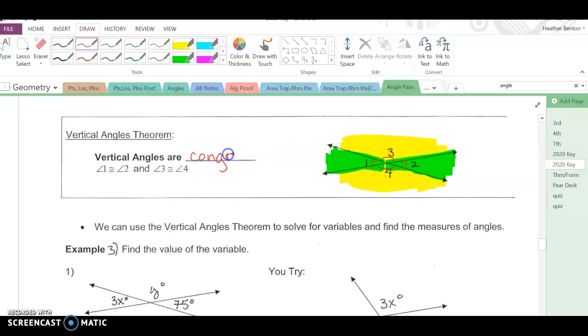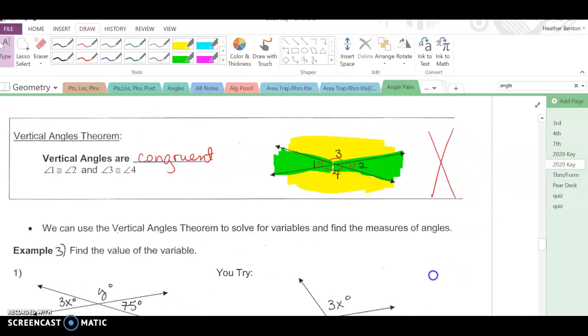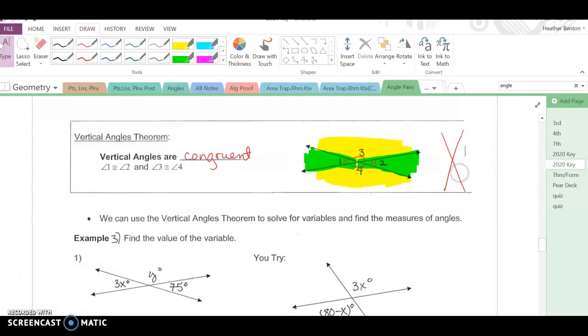So they are congruent. And maybe one way you can remember that is to draw two intersecting lines, and the top one makes the V for vertical, and the bottom one you can make an A into vertical angles, and that way you can remember that's kind of what they look like.